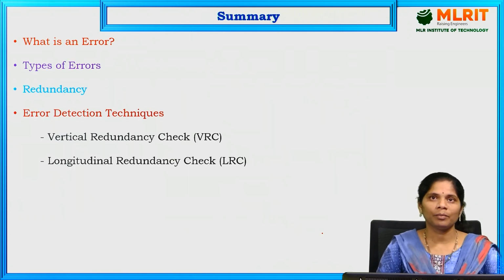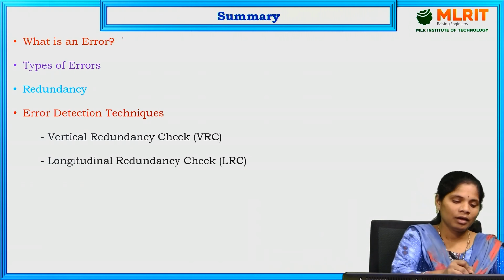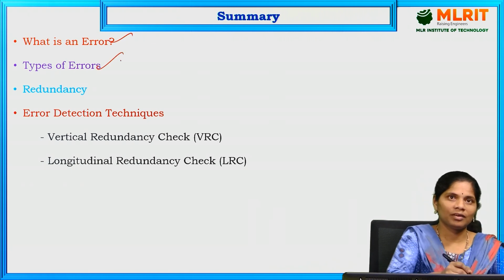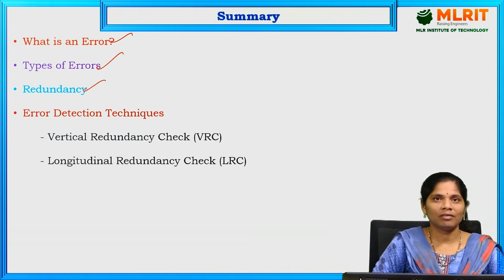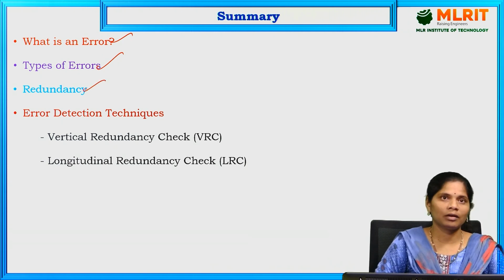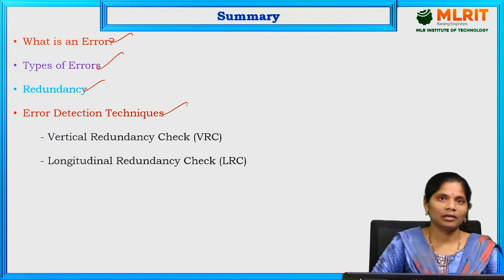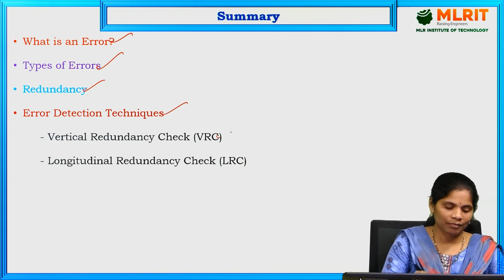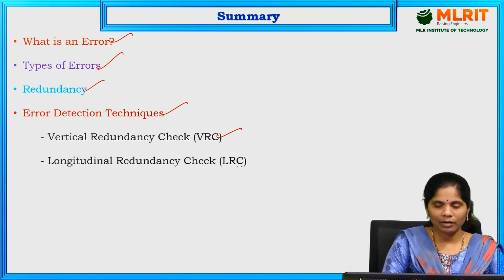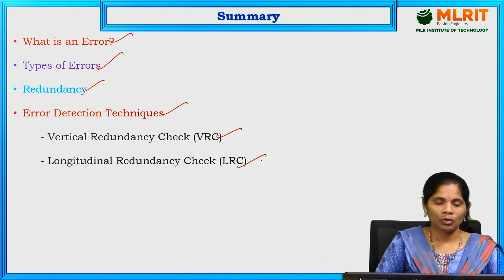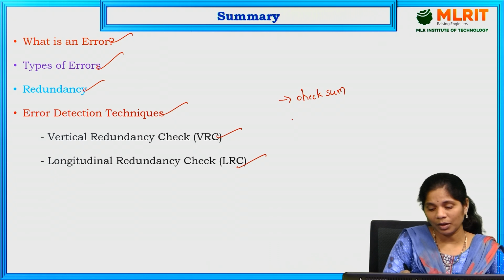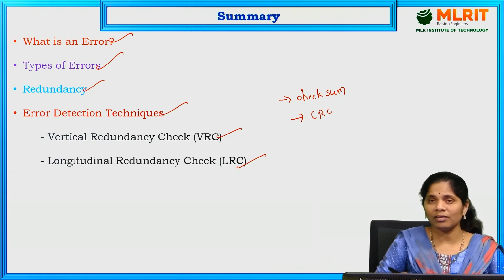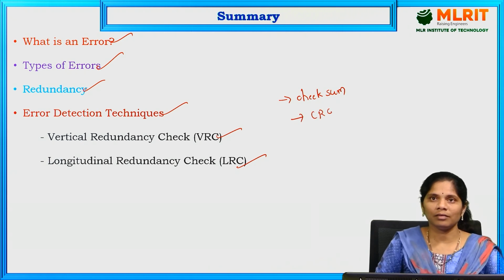And coming to today's summary, first we discussed what is an error, and next we discussed what the different types of errors are in error control, and next we discussed what the redundancy concept is in the data link layer used in error control, and next we discussed what the error detection techniques are, like VRC, that is vertical redundancy check, and longitudinal redundancy check. These two topics we discussed in today's session. And in the next session we will discuss what is checksum, how we detect errors using the checksum concept. At the same time, next is CRC, cyclic redundancy check. These two topics we will discuss in the next session.